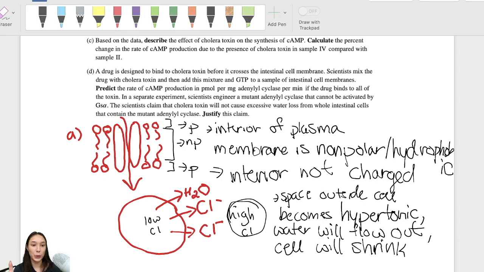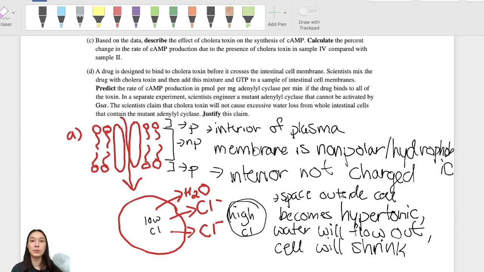Another way that you can put this, it depends on how your teacher teaches you it. I typically teach hypertonic versus hypotonic, but they also might teach you it in the concept of water potential. So that's also just another way of saying the same thing. So what you would say is that the space outside of the cells now has a lower water potential compared to the cell, so compared to within the cell, and so water is going to move out.